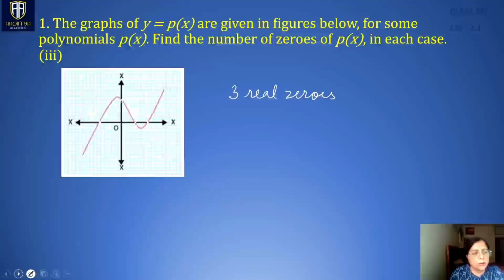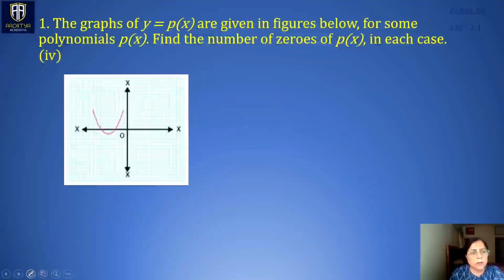Right? Then in the next question, we have a parabola. This parabola is cutting the x-axis at 2 distinct points, right? 2 distinct points. So here we have 2 real zeros, right?